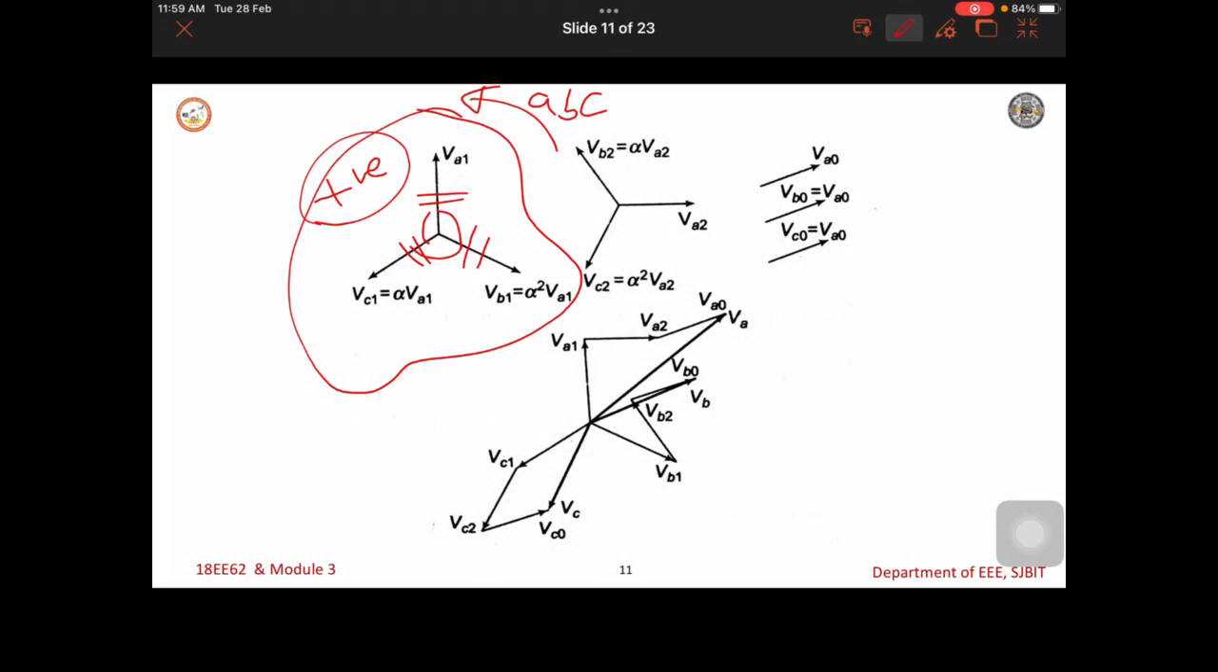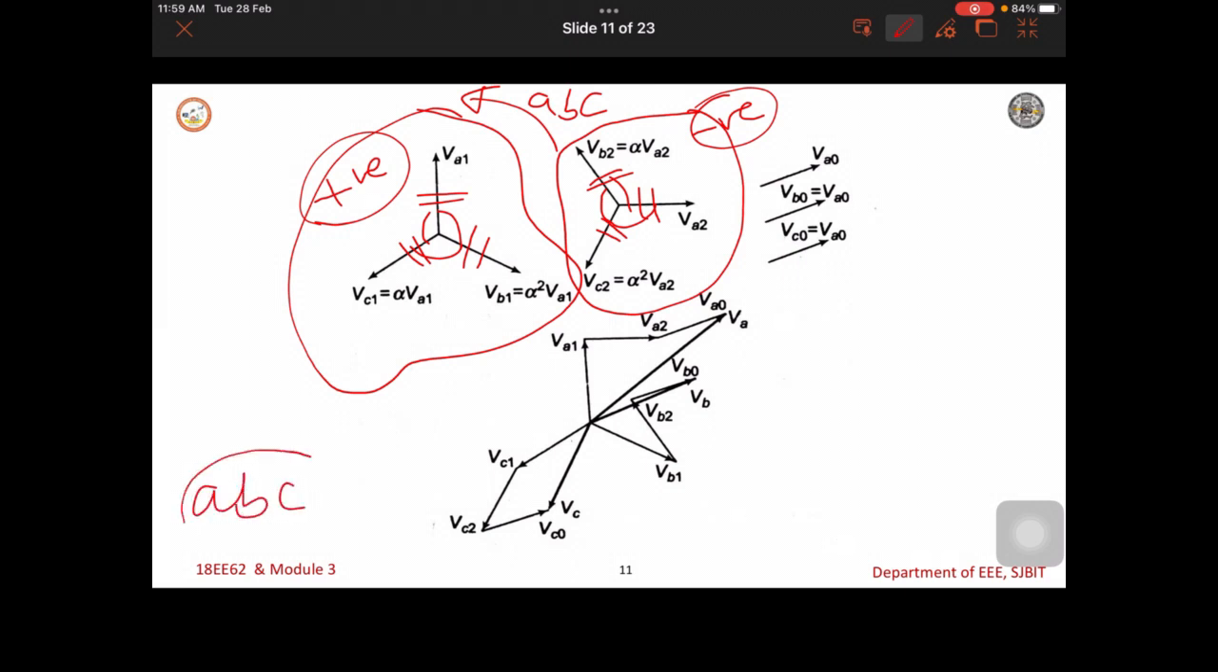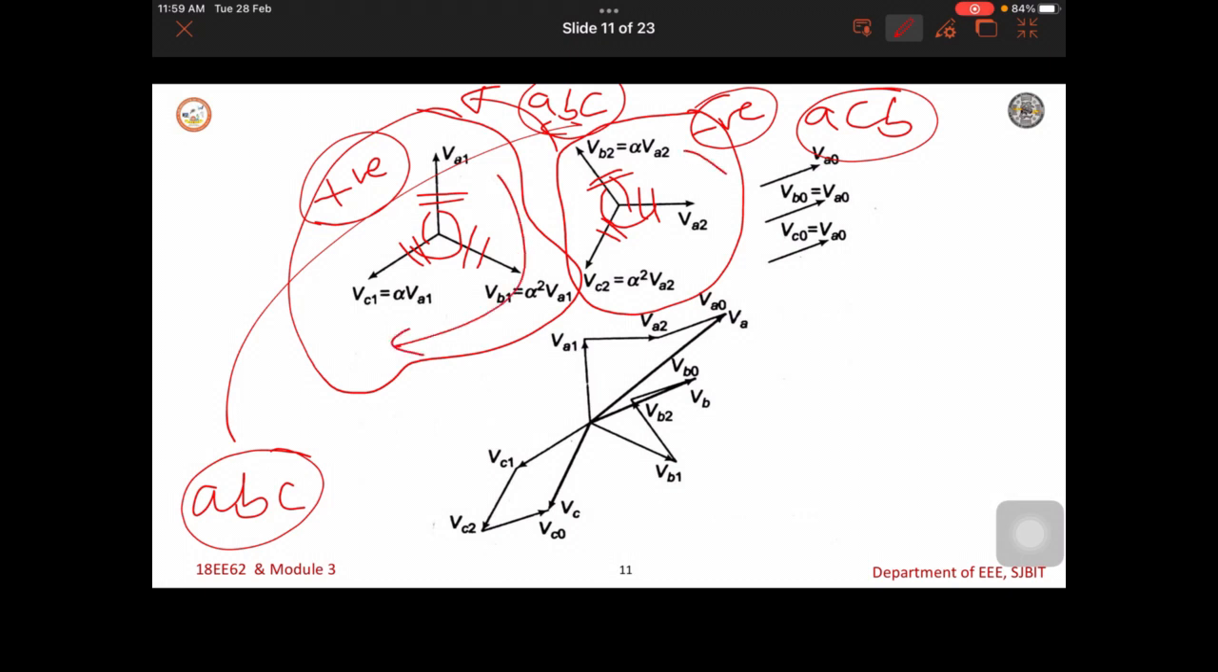Whereas in the negative sequence component, here also we have 3 phasors. They are all equal in magnitude, and here also the phase spread is 120 degrees between the adjacent phasors, but their phase sequence is not the same as the original phasor. Original phasor phase sequence is ABC. Here it follows ACB. That is opposite. So here naming is ABC, here naming is ACB.